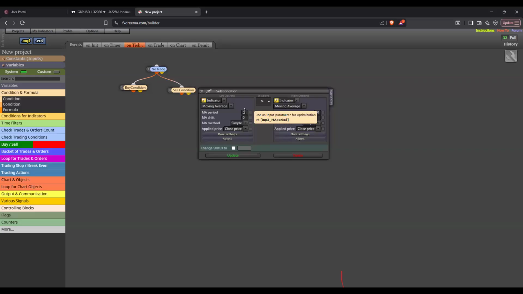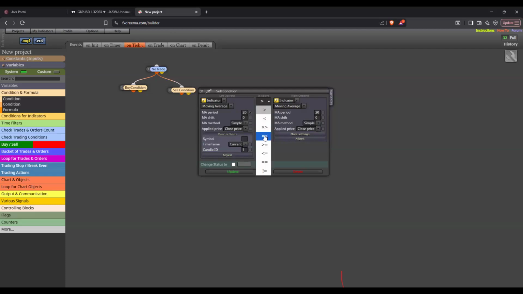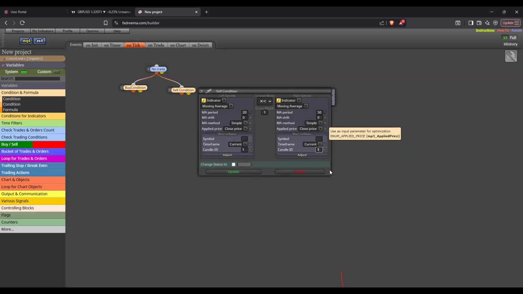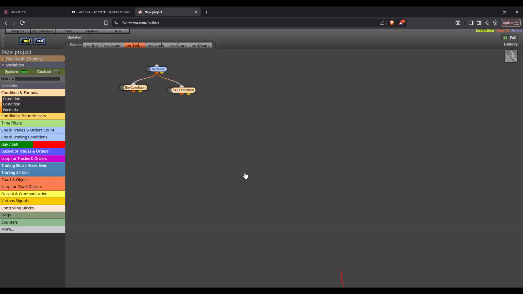So we're looking at the sell condition: the 20-period moving average, we're going to check it so we can adjust it later. We're going to make sure we're looking at candle ID 1. If the 20-period moving average crosses below the 50, we're going to make this 50, check this box again, and adjust this to see candle ID 1, right? And just like that, we're done.